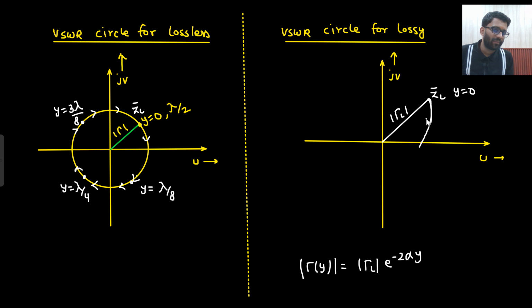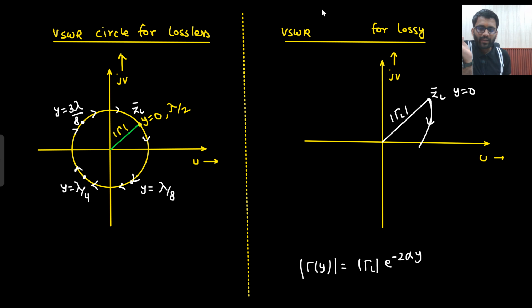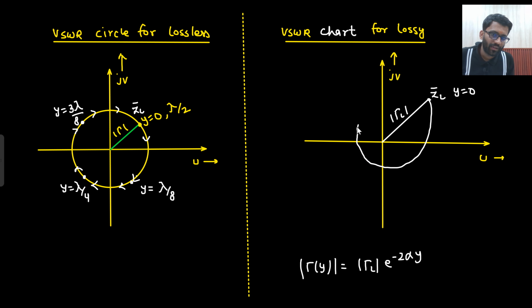So how will I make my VSWR circle? This is not a circle now, because a circle means it will come back to the same place. So rather than circle, I will write it as VSWR chart. It will keep on decaying. Let me make it again. As y increases, you need to work in the clockwise direction, and this is how the magnitude will keep on going down.